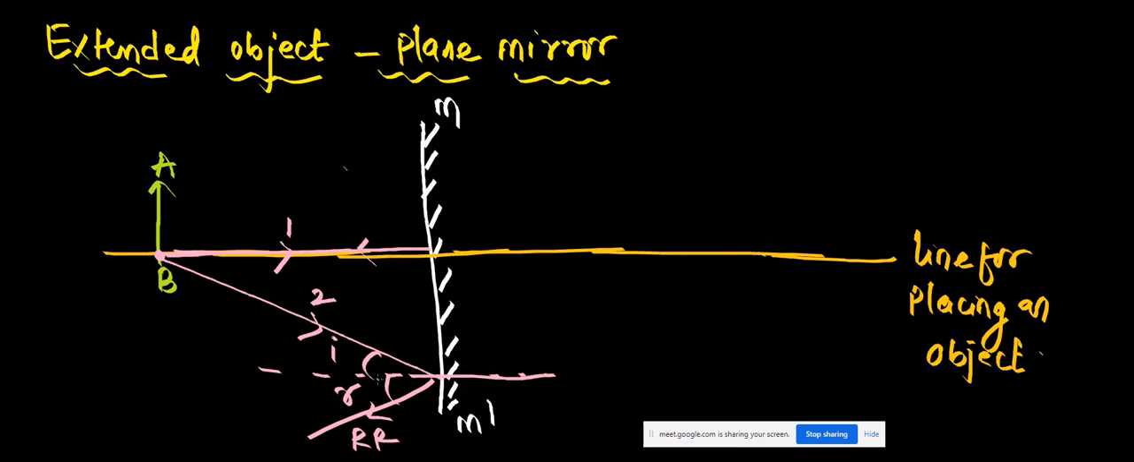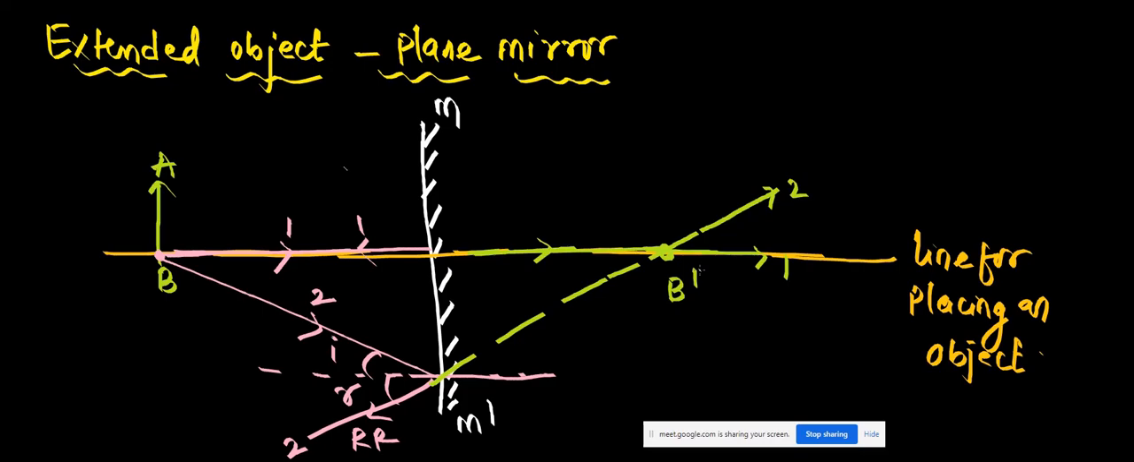To know the position of point B, I'm just taking two reflected rays, first reflected ray and second reflected ray. If I extend them in the forward direction, they don't meet. So I have to extend them in the backward direction. First one backward extension, second one backward extension. Where are they meeting? They are meeting at this point. So this is your B dash. From point B of the object, you construct an image, just like a point object. One ray is along the normal, the other is at a certain angle.